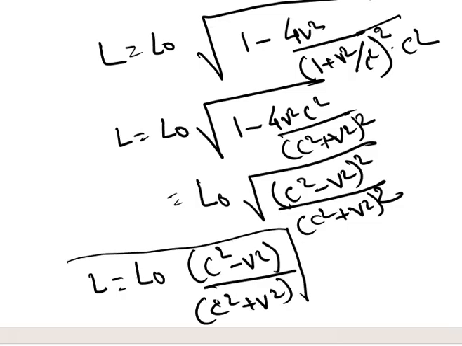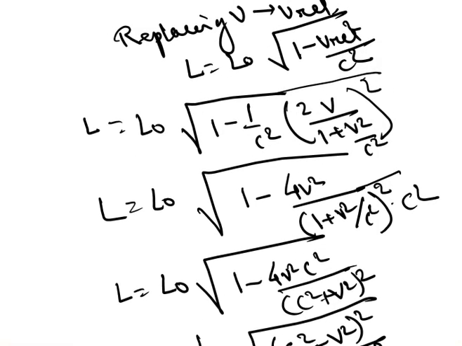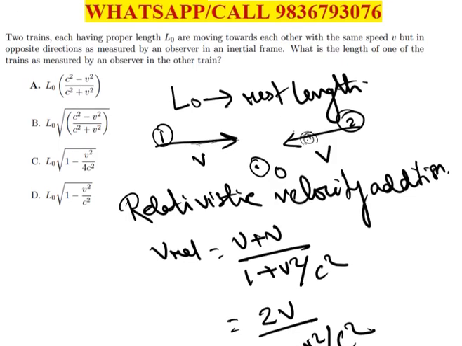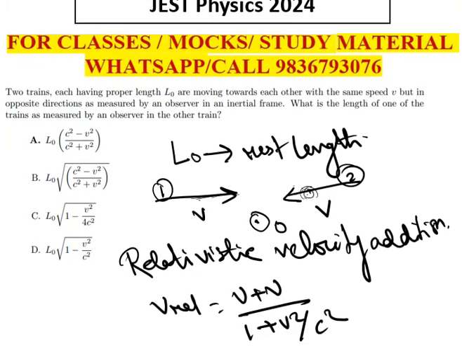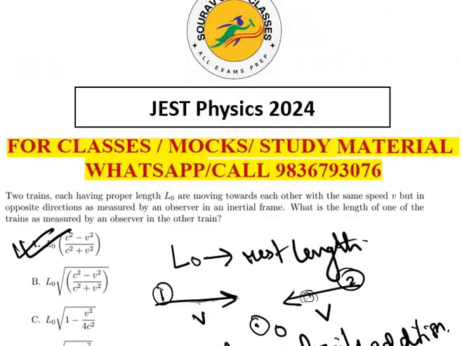So this is the ultimate expression, which is the required contracted length of one train as seen by an observer in the other train. This matches with option A of our given problem. So option A will be our correct answer. Thank you for now.